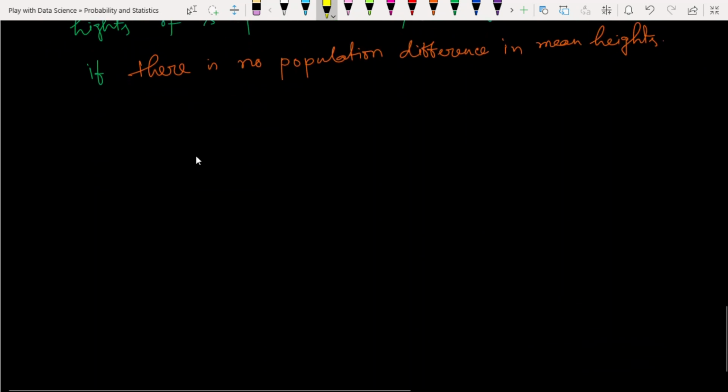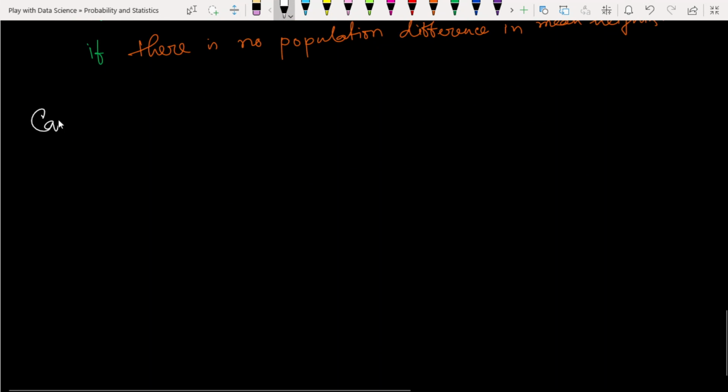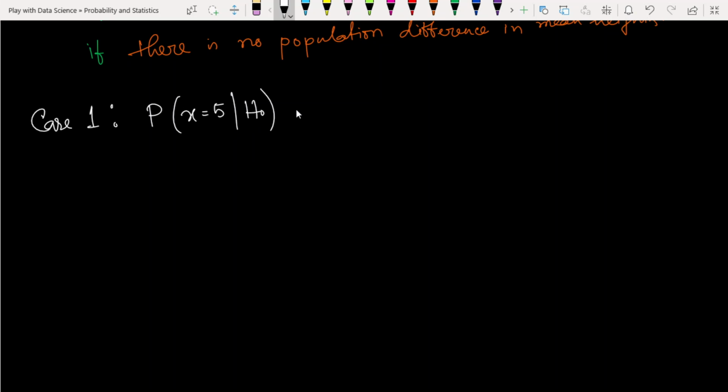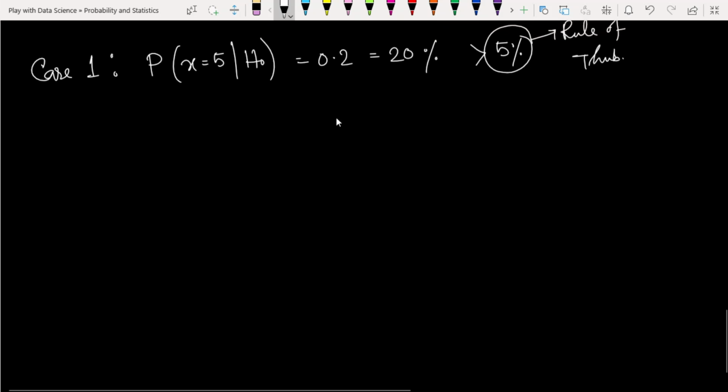Now there may occur two cases. In case 1, on the assumption of H naught, suppose we find this probability to be 0.2. 0.2 means 20%. This value is greater than 5%. Typically we will use this 5% as a rule of thumb.